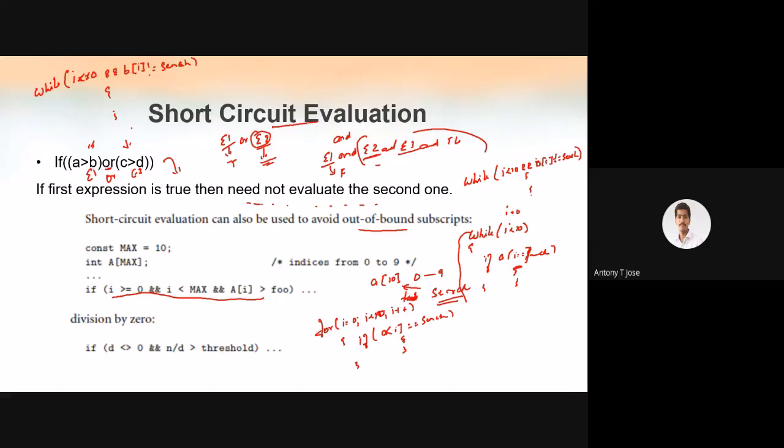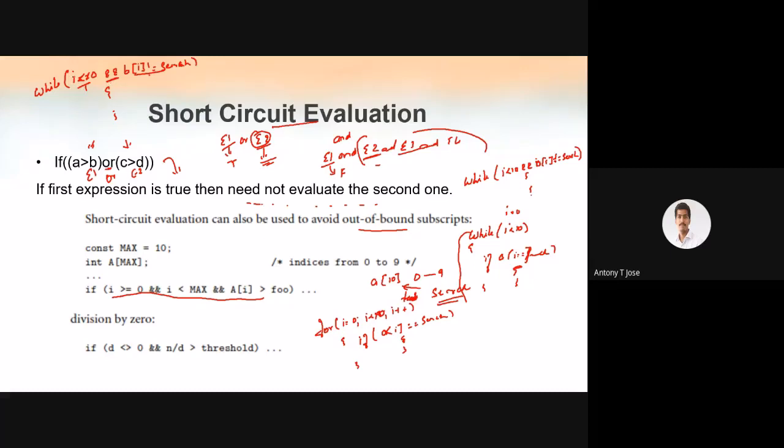Okay. What happens if it is not short circuit evaluation? Let us check. If it is not short circuit evaluation, then even if this is false, the other step also will be checked. If it is short circuit evaluation, since this is an AND operator, if the first operation is false, then the second operation will not be evaluated. Okay, that is short circuit evaluation. Let this not be a short circuit evaluation.